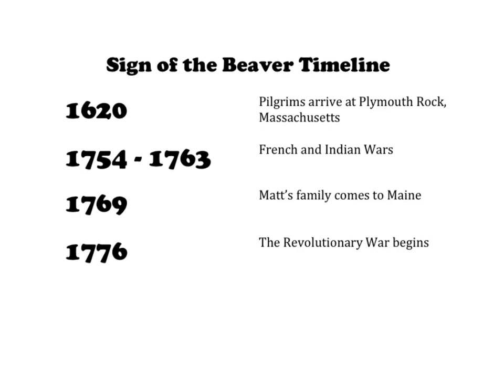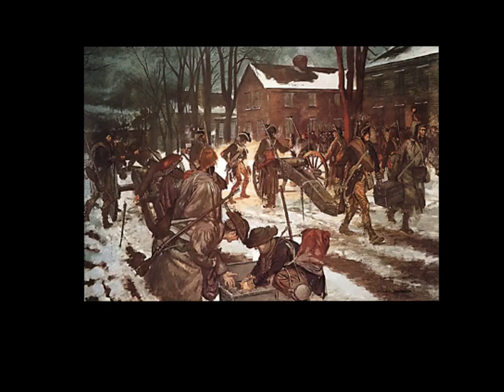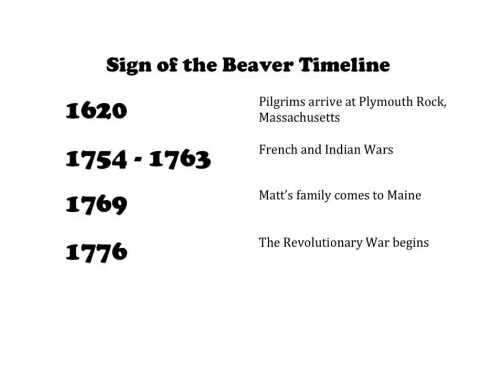The last year in our timeline is 1776, the year the Revolutionary War began. This should be another very familiar event. This war was fought to gain our independence from Great Britain. At the end of the Revolutionary War, we were an independent nation. You can see that the setting of our book is just 7 years before the beginning of the Revolutionary War.